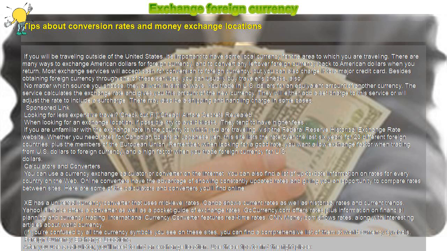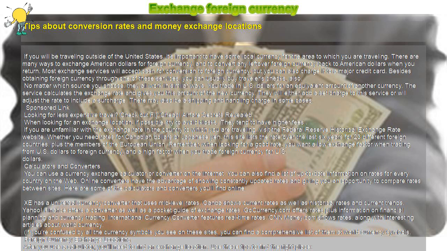Airfare secrets revealed. When looking for an exchange location, if possible, try to avoid kiosks. They tend to have higher fees.